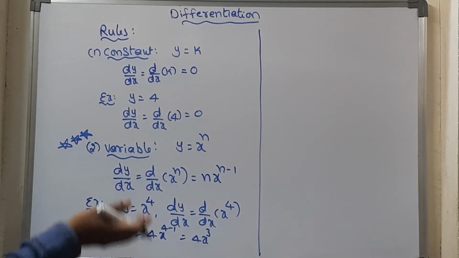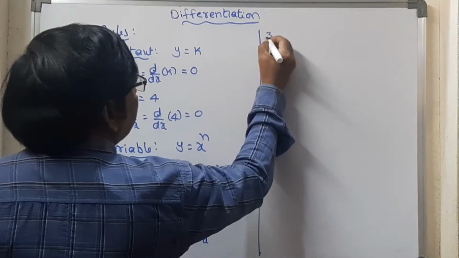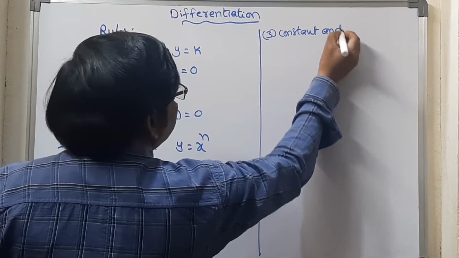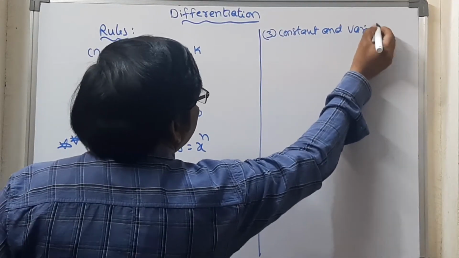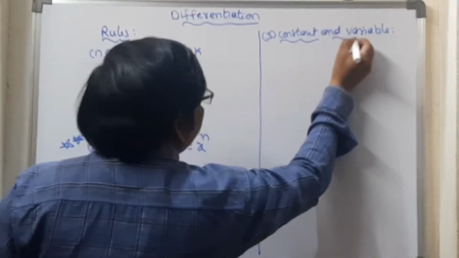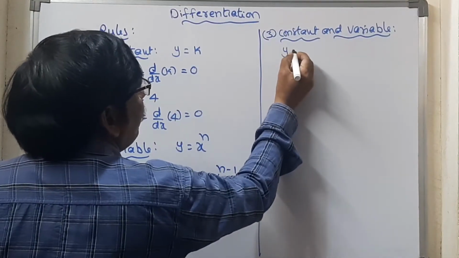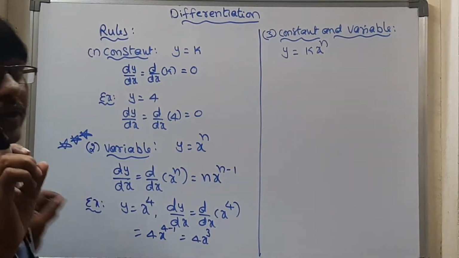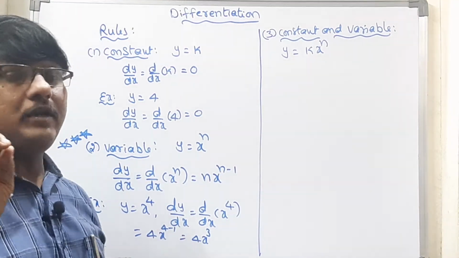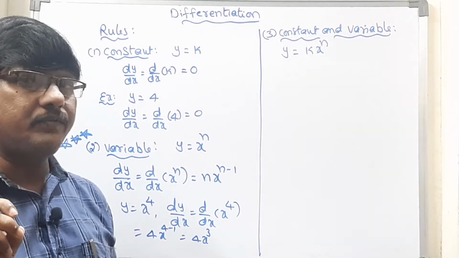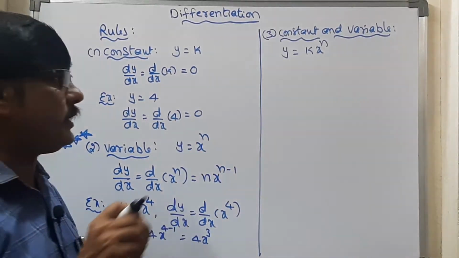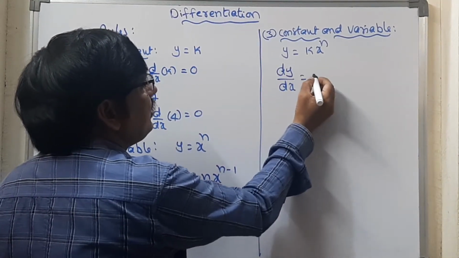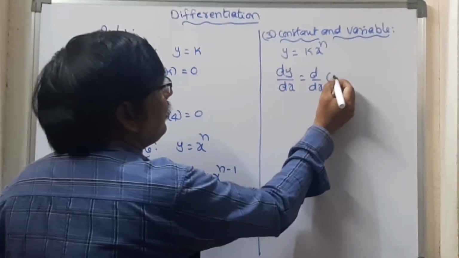Now let us combine these two, constant and variable. The third case is constant and variable. This is also one of the very popular ones. How will this be changed? Now let us take, for example, y is equal to k into x power n. Once the constant is alone, that value is 0. But once it is associated with any variable, how will that change? Now let us see. So this is dy by dx is equal to d by dx of k into x power n.